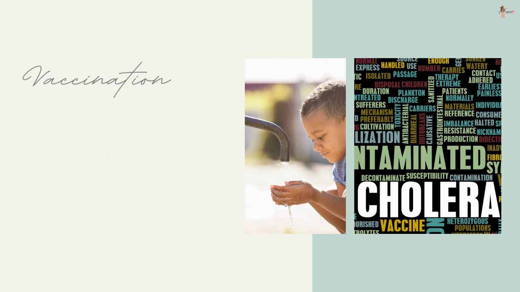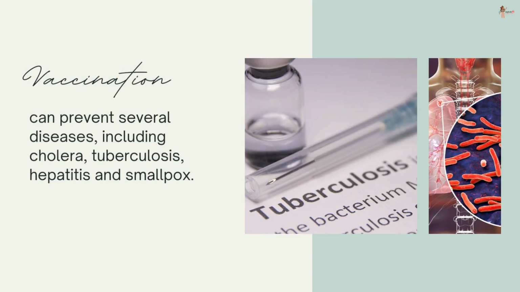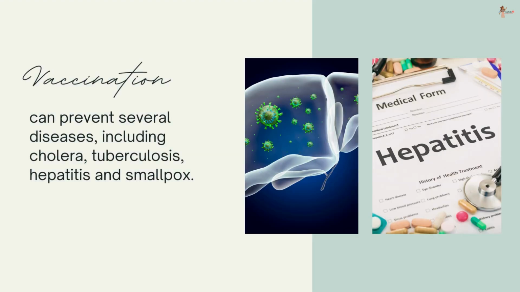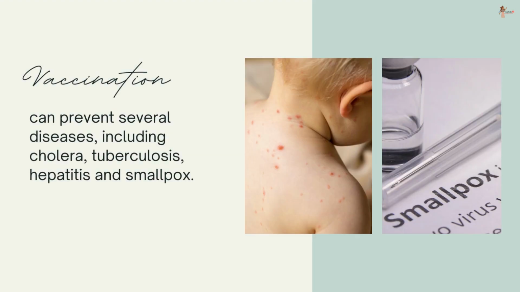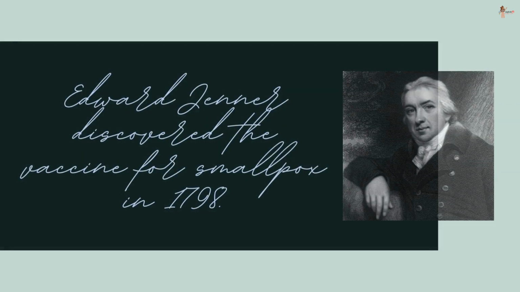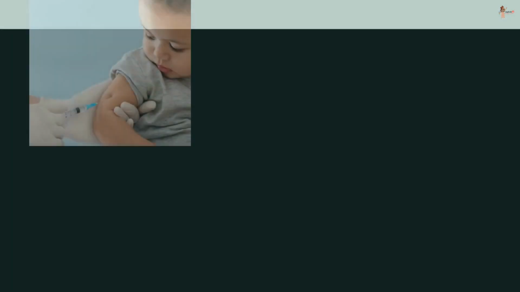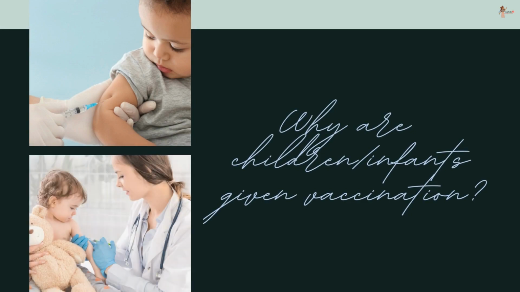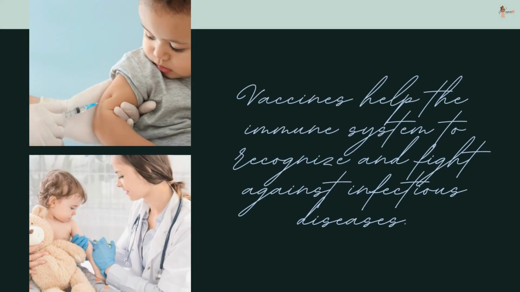Several diseases, including cholera, tuberculosis, hepatitis, and smallpox, can be prevented by vaccination. Do you know that Edward Jenner discovered the vaccine for smallpox in 1798? Also, do you know why children or infants are given vaccination? This is because vaccines help the immune system to recognize and fight against infectious diseases.